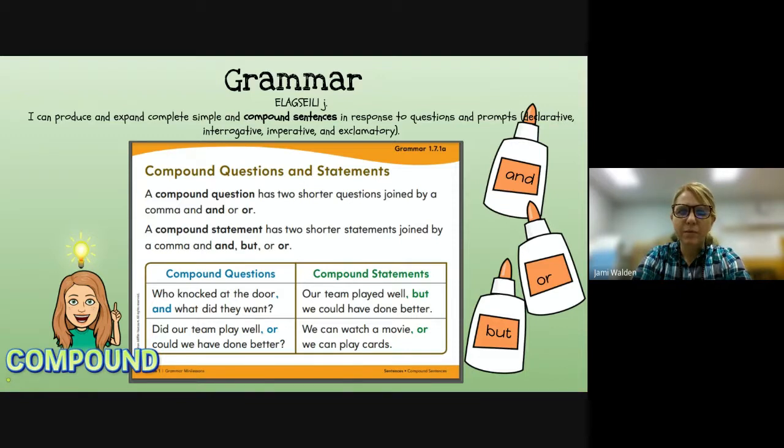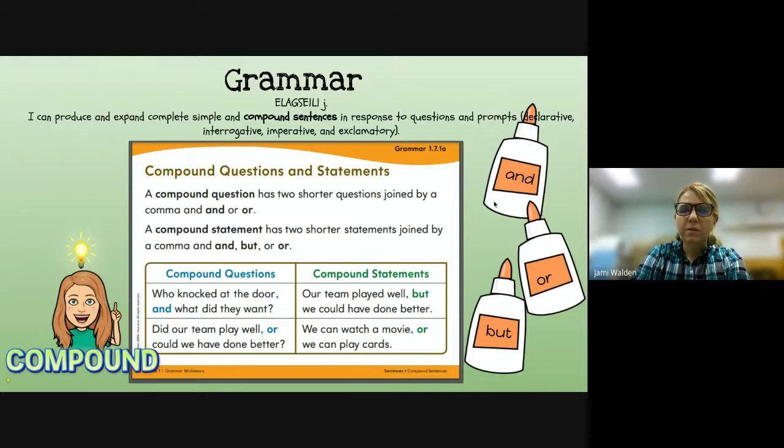What is a compound sentence? Think about a compound word. If I have the word football, those are two little words that I can put together to make the word football. Well, a compound sentence or a compound question is two little sentences or two little questions that we put together using what we call a conjunction. Now, the conjunction in the middle of our sentence acts like a bottle of glue.